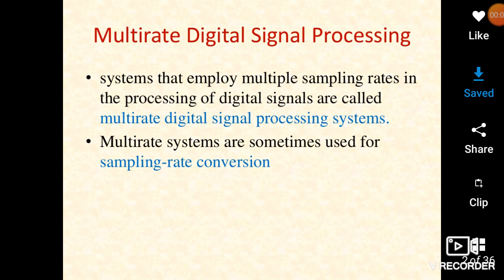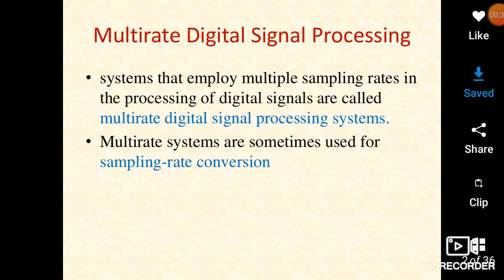In this video, we are going to discuss multi-rate signal processing. In signal processing, many systems will have a single sampling rate. Such systems we call single sampling rate systems. And some systems will have more than one sampling rate. Such systems will be used for processing digital signals, and we call them multi-rate digital signal processing systems.